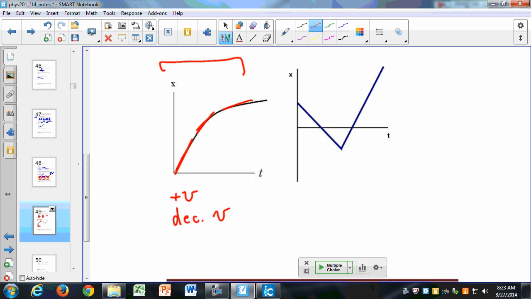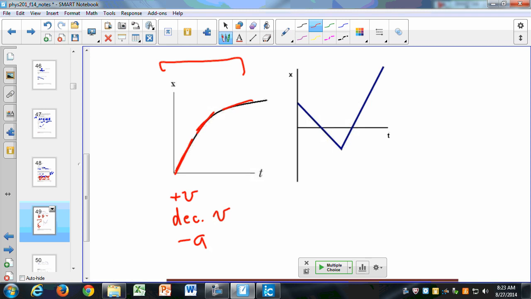And that means the acceleration is what? Positive or negative or zero? Negative. Go back to those rules. It has a velocity in the positive direction, but it's slowing down. That means it has a negative acceleration. The velocity and the acceleration have to be in opposite directions. So it has a negative acceleration.